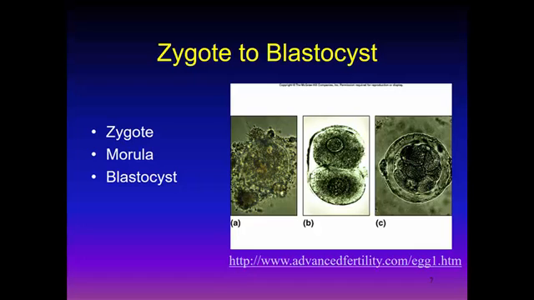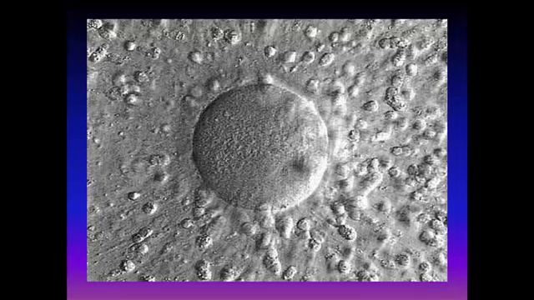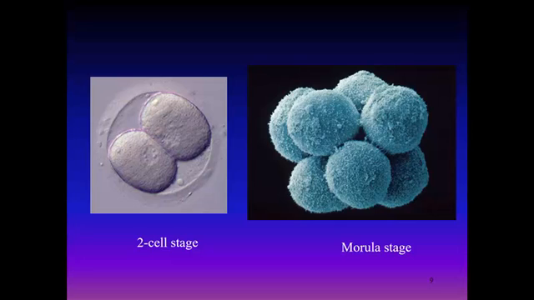On day 4, it reaches the uterus or so, and it is a hollow ball of cells called a blastocyst. The blastocyst can obtain some glycogen-rich secretions from the uterus, and it enlarges rapidly. It will attach on day 6 to 7, which is called implantation, if all is well. So here's a good egg from a 32-year-old woman, and you can see the 2-cell stage and then a morula stage.